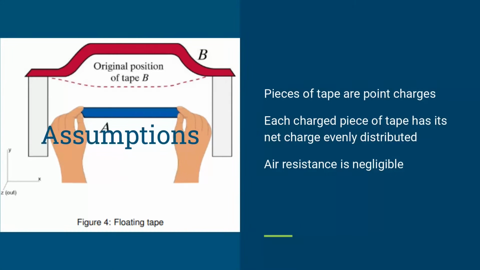A few assumptions had to be made before developing our mathematical model. We acted as if entire pieces of tape were point charges, and that each charged piece has its net charge evenly distributed, ignoring other lurking variables such as air resistance and room humidity. The data in our calculations derived from the model shown in Figure 4.